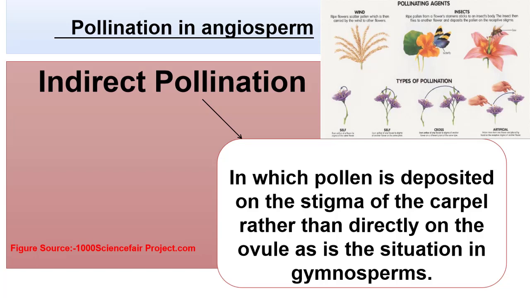The pollinating agents are wind and insects, and there are many more, like water and birds, which also take part in pollination and help in pollination. They are also pollinating agents. We are going on to the next slide.